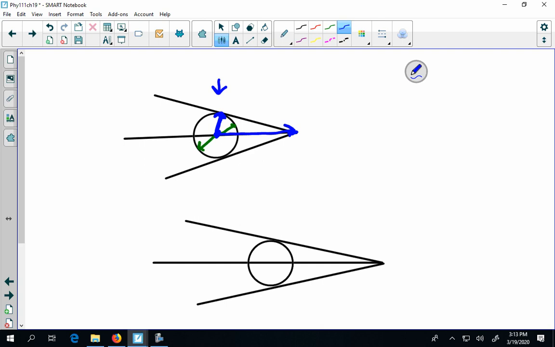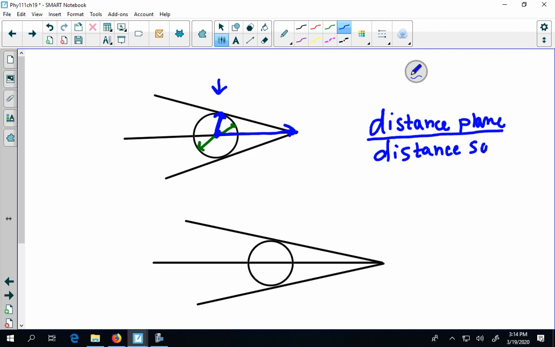So I can figure out relative to the speed of sound how fast this plane is traveling. So I'm going to do distance plane, the distance the plane traveled, divided by the distance sound traveled. Distance plane versus distance sound. So this shows you distance plane. And this shows you distance sound.